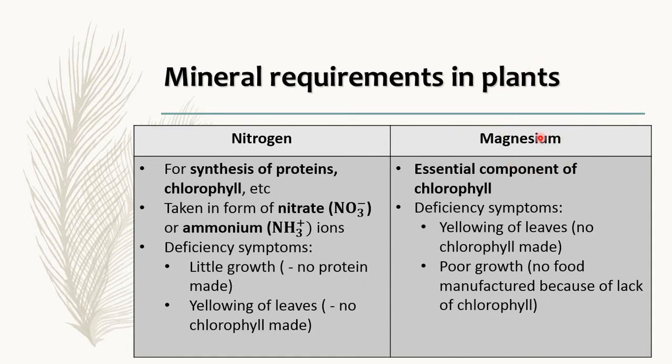Now, how about magnesium? Magnesium is an essential component of chlorophyll, which means it is needed to make chlorophyll. So what will happen if we lack this mineral? Magnesium deficiency symptoms: again, yellowing of leaves, which means no chlorophyll is made. You have poor growth, because no food is manufactured due to lack of chlorophyll. No chlorophyll, so no photosynthesis. If no photosynthesis, no food is produced, right? So these are the mineral requirements for plants.